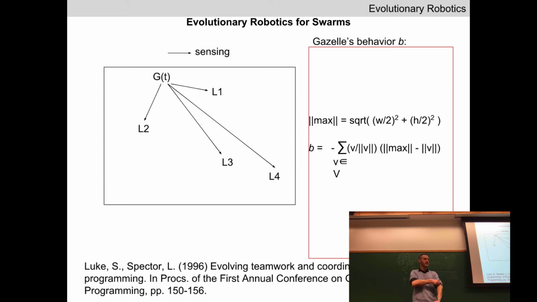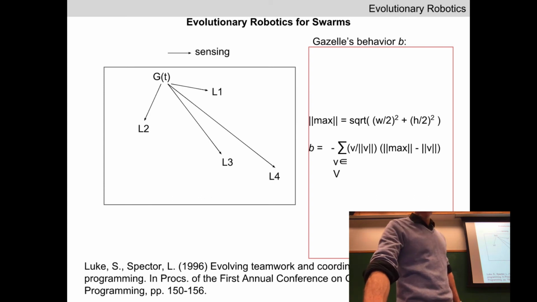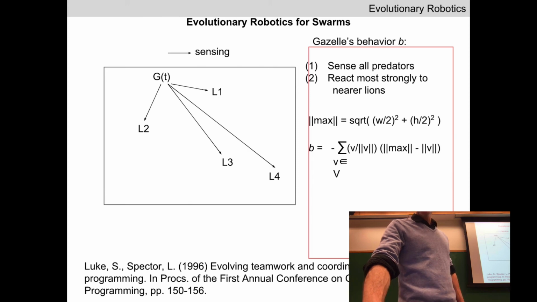So shorter distances will count as factor greater into its fitness. Not quite. So we've summed all of these vectors, and we're now going to use this summed vector to move the gazelle. You want the inverse, you go the opposite direction. Go in the opposite direction. If we don't take the negative sign, the gazelle is going to run towards the closest lion. Not a great thing for the gazelle to do, right? So the negative sign means run in the opposite direction. Okay, so we're hand-coding the behavior for the gazelle. Sense all the predators and react most strongly to the nearer lions.